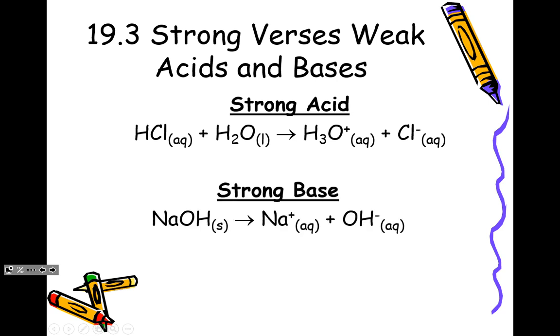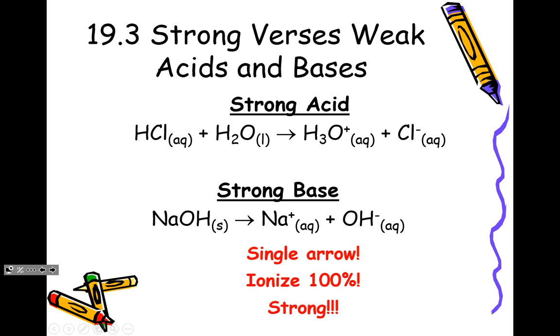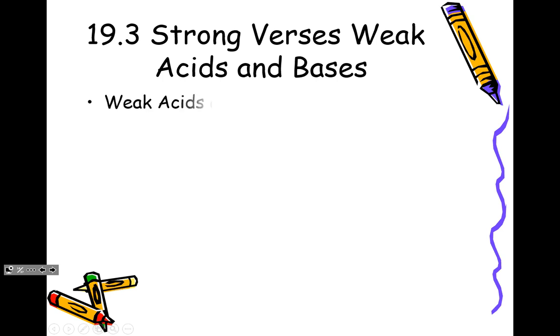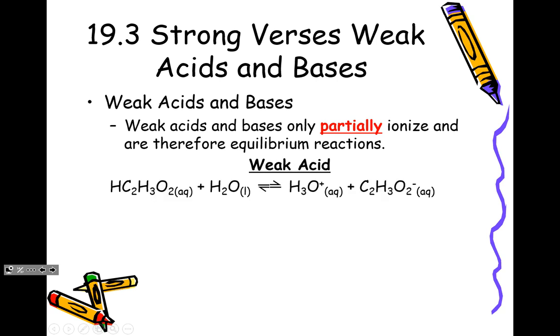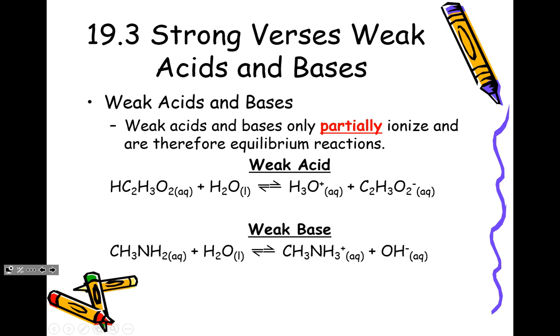And a strong base does the same thing. Single arrow, it 100% breaks apart into those two ions. So single arrow, 100% ionized, strong. Look for the single arrow when you see a reaction if you want to see if it's strong or weak. And in the case of weak acids or bases, they partially ionize. So they're equilibrium reactions, so they're reversible. So the products go back and make the reactants, so they don't stay products. You end up with products and reactants. So weak acids and base reactions, you can see they have double arrows.